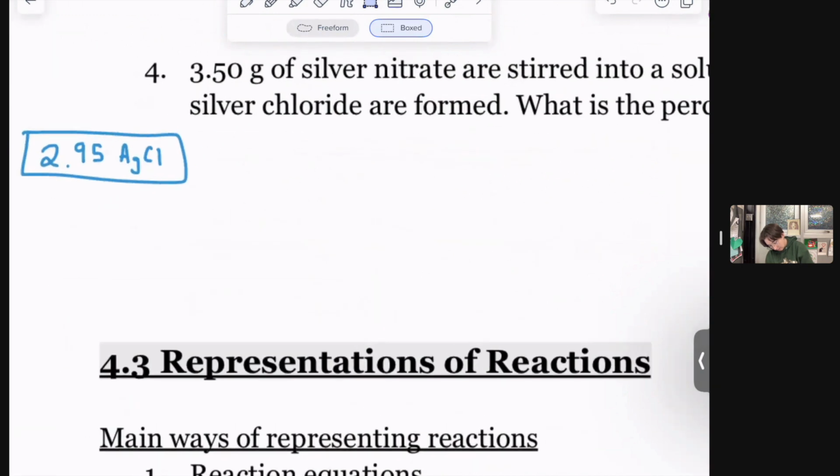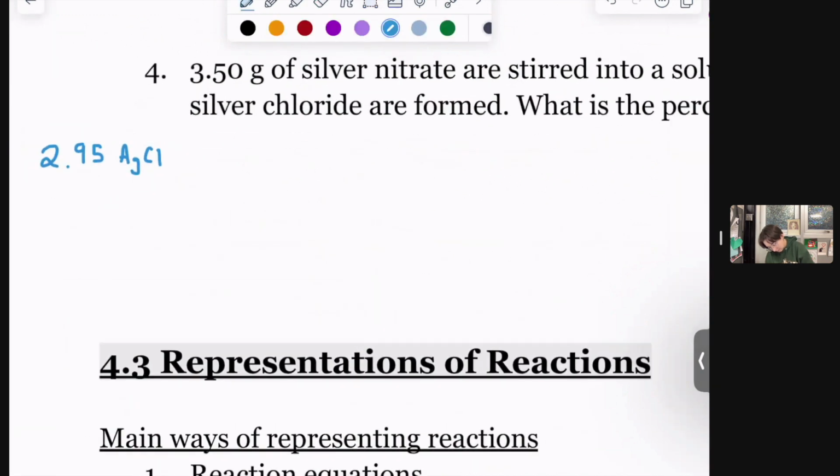So that is our theoretical yield that we calculated. Again, if you hadn't done that yet, then you'd have to do that first. Or if a problem asks for a theoretical yield, you just are doing a stoichiometry problem.